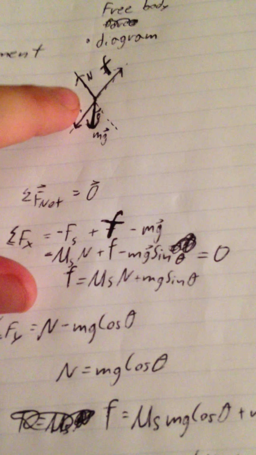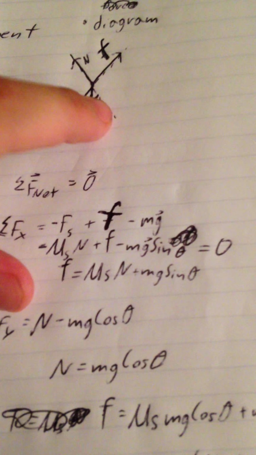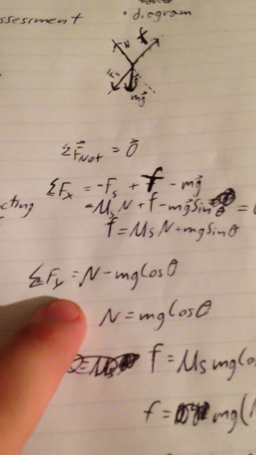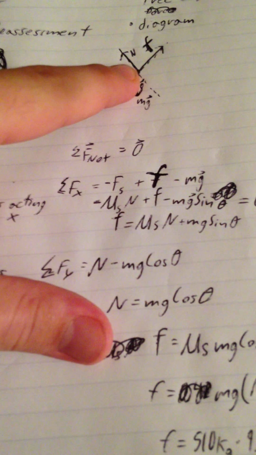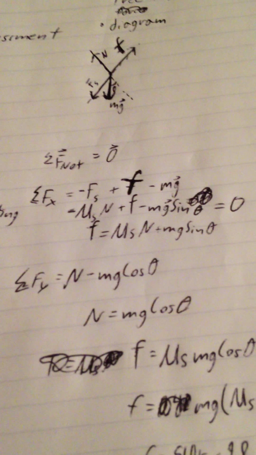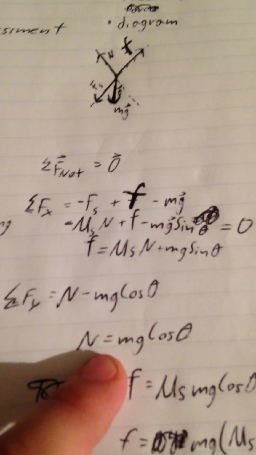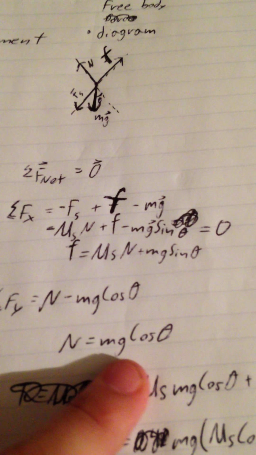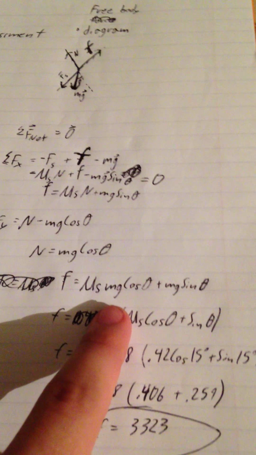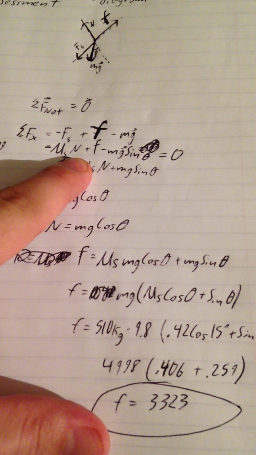This is sine theta because for that angle right there, you're doing the x, so you have to do opposite over hypotenuse. Then all forces acting on the y-axis is n, which is your normal force, minus mg cosine of theta. It's cosine because you're using the y. You want to get the normal force by itself because that's the one you don't have. So you add this part to the other side, and you have n equals mg cosine of theta.